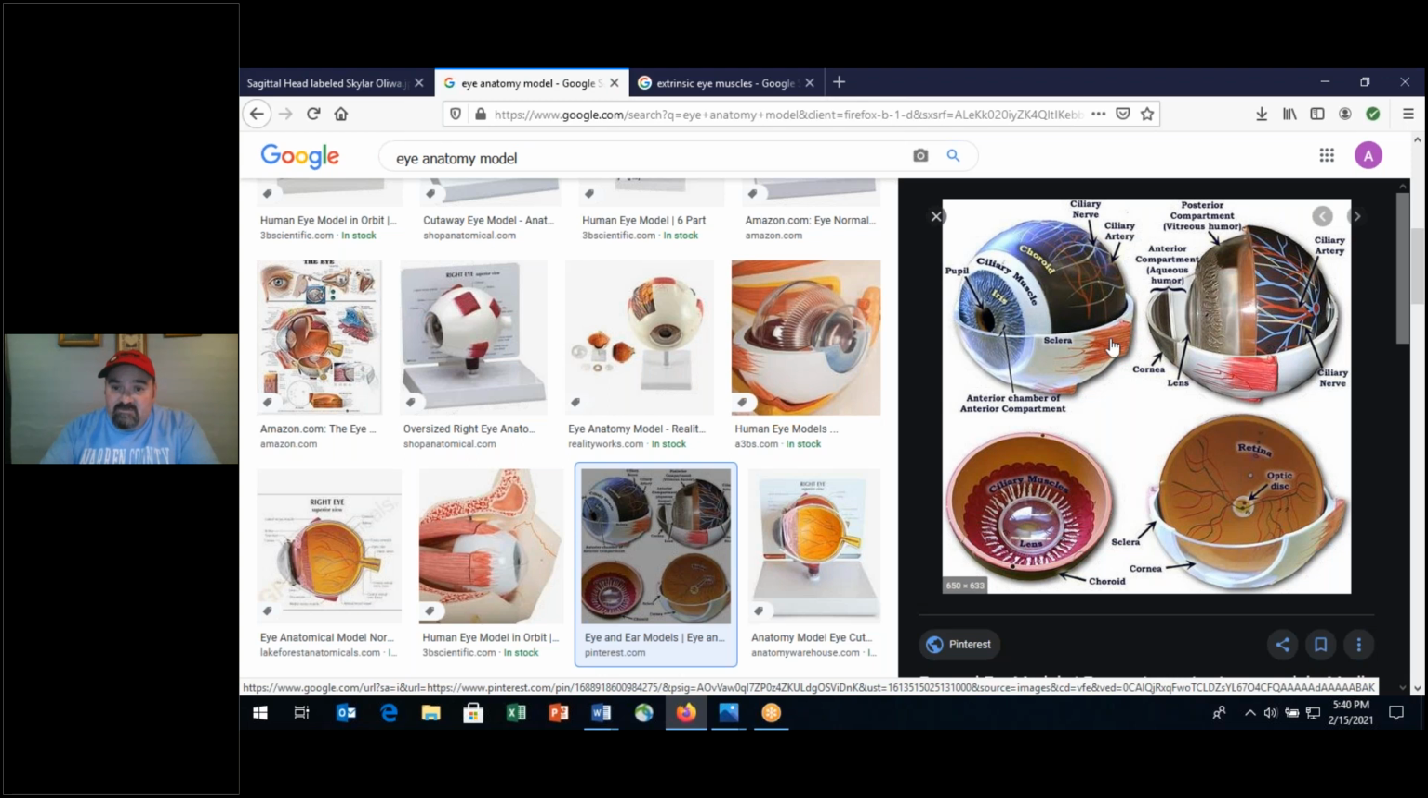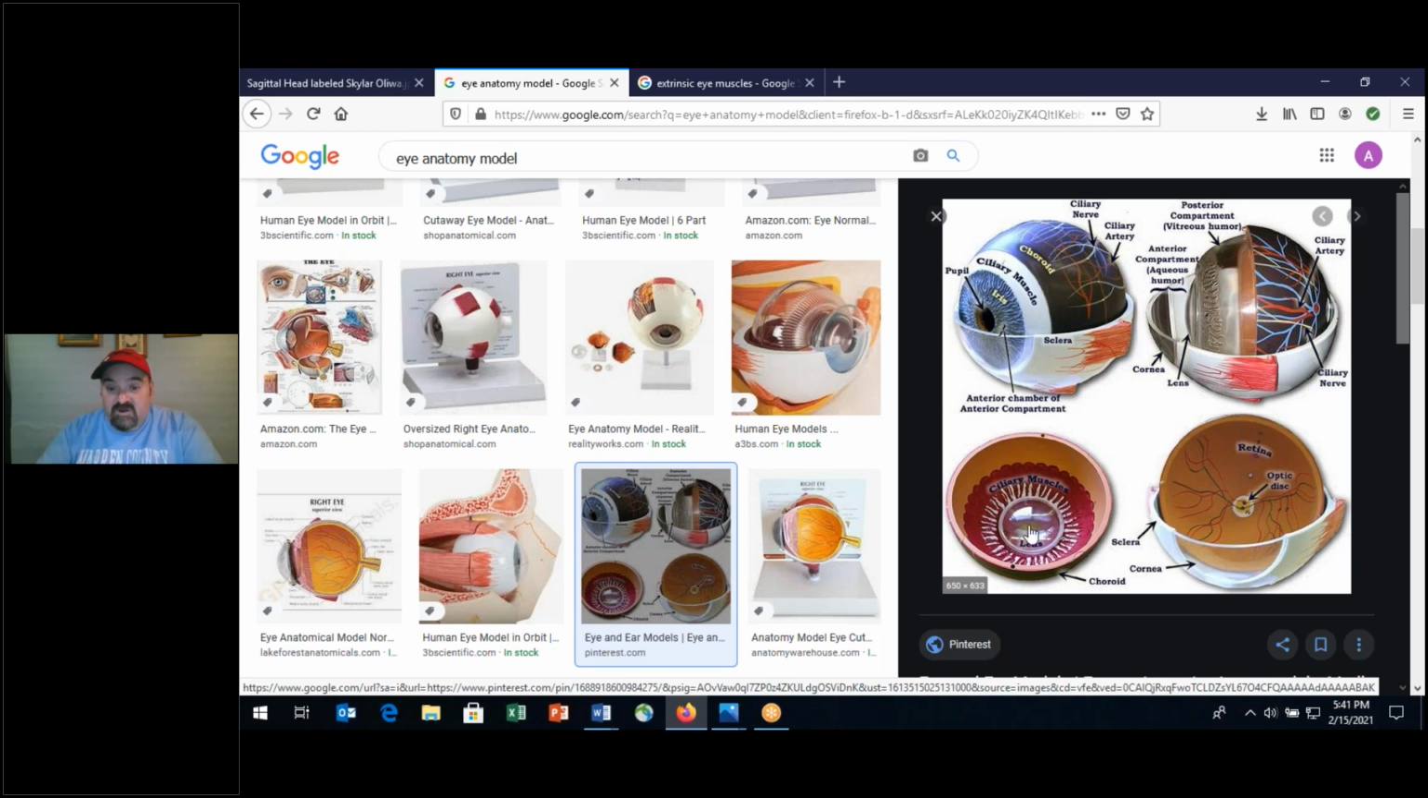So we have the fibrous tunic, the vascular tunic, then the inner neural tunic, which is this tan structure here called the retina. And within the retina, we have what's called the optic disc. The optic disc is the area where cranial nerve number 2, the optic nerve, will exit and go to the brain, sending information to the thalamus, and then eventually to the occipital lobe of the brain, which is the visual cortex.